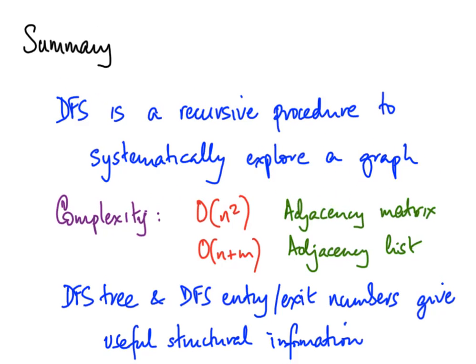So to summarize, DFS is a very simple recursive structure to systematically explore a graph. If we use an adjacency matrix representation, it takes order n squared time to do a DFS. But if we use an adjacency list representation, it takes time O(n + m). So for graphs with fewer edges, an adjacency list representation is more efficient. And the other important thing is that despite its very simple structure, DFS gives us a lot of information. So if we actually compute the DFS tree and also the DFS entry and exit numbers while we are executing the DFS, then we get a lot of useful structural information about the graph for free.